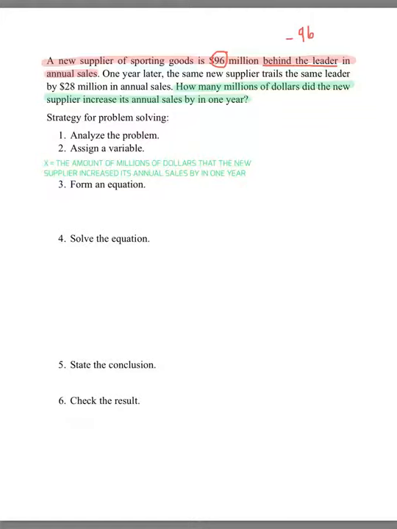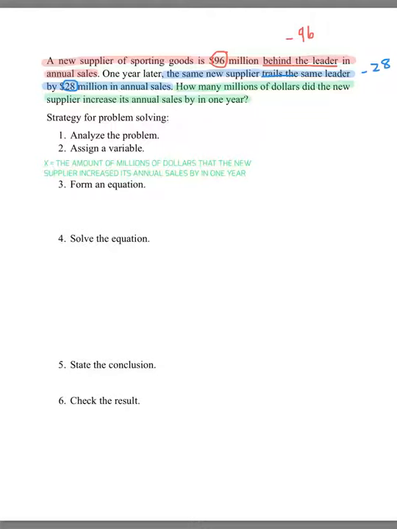Similarly, we know that 1 year later, the same new supplier trails the same leader by $28 million in annual sales. Again, we're going to need the 28, but another key word is the word trails. So again, if you're trailing, then you're behind or you're short of, meaning you're missing 28. In this case, $28 million. So those are the key things, and we're actually going to use these to solve our equation.